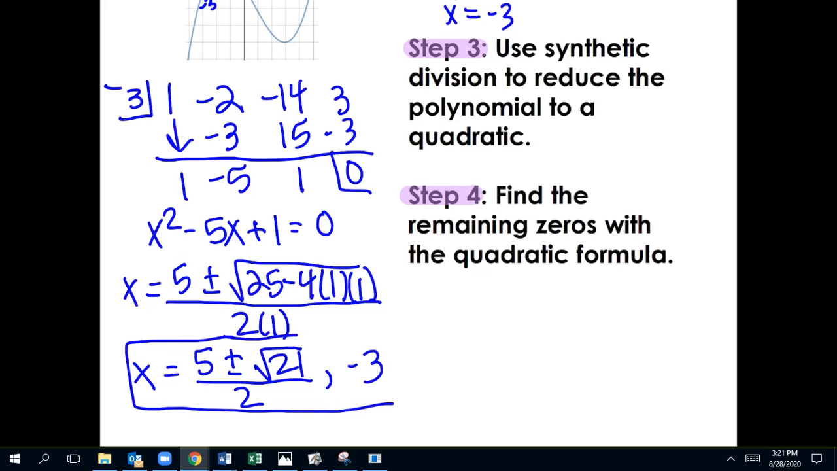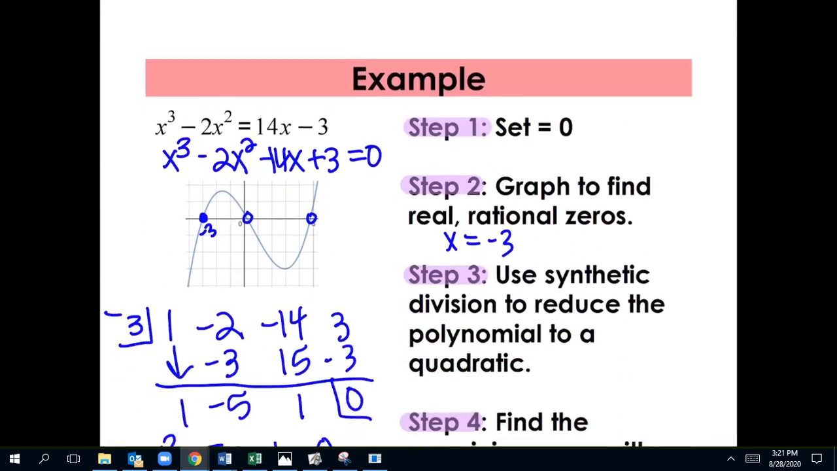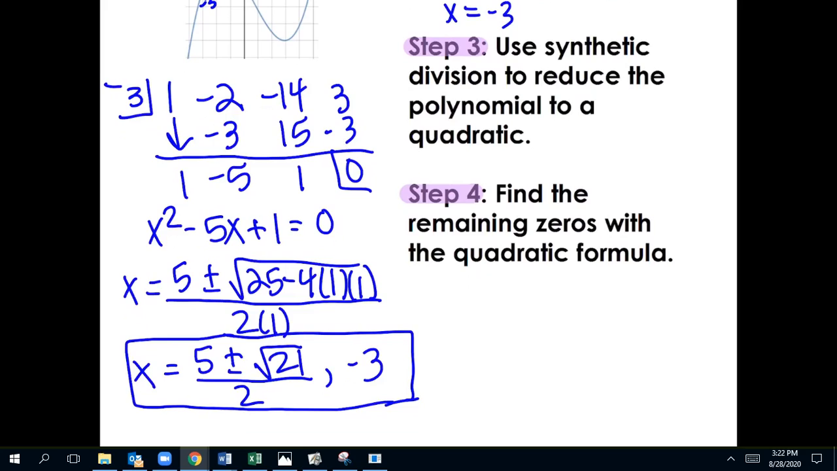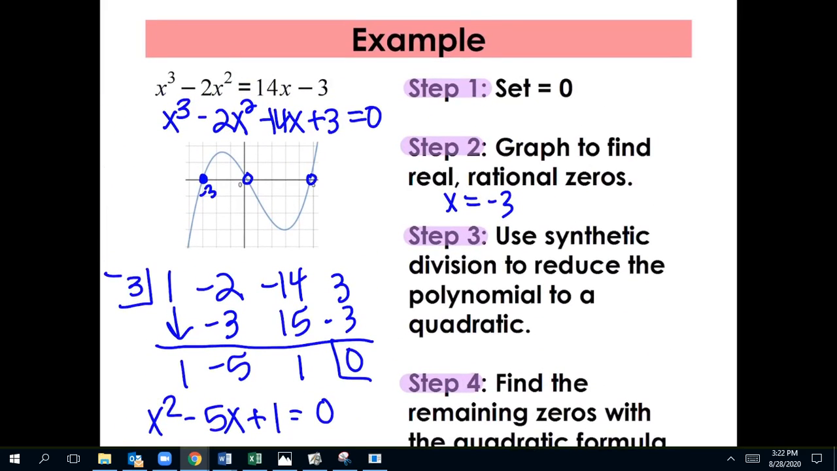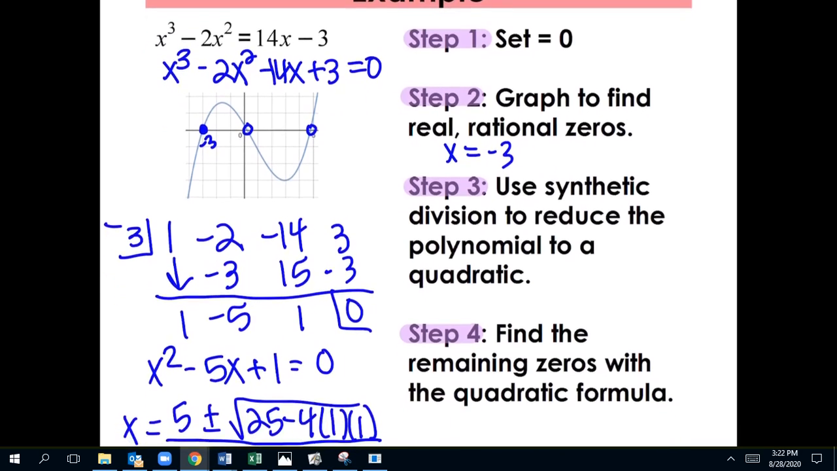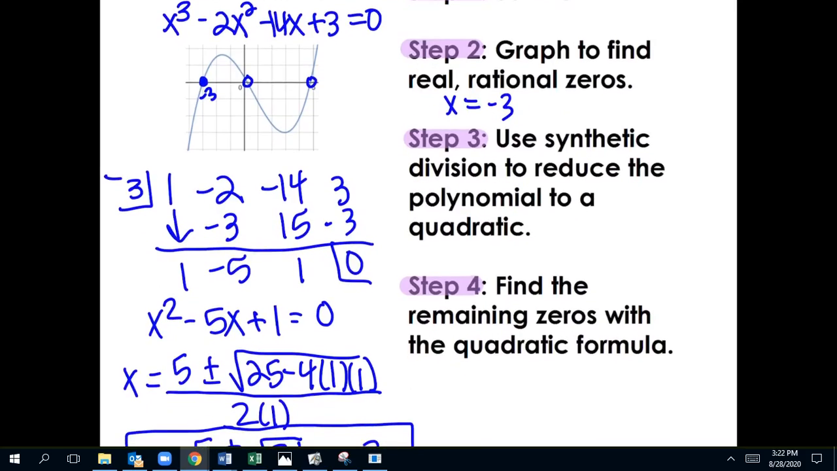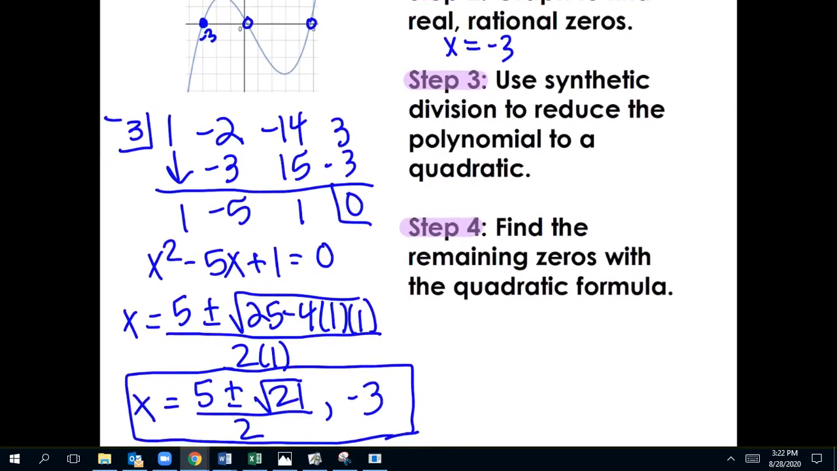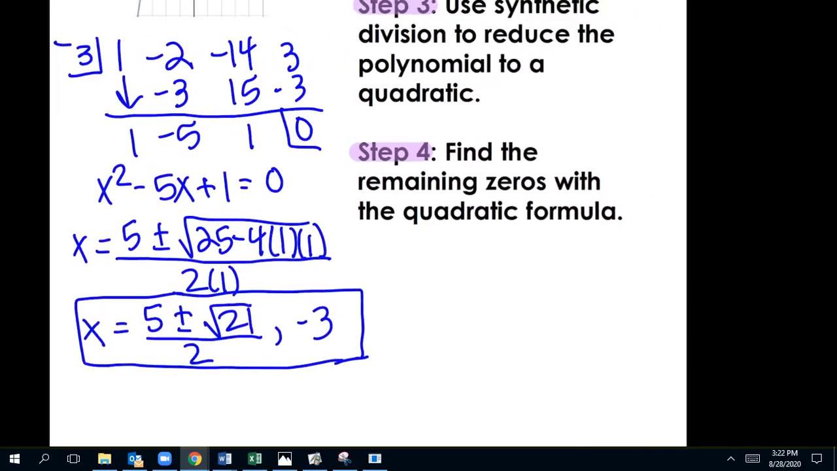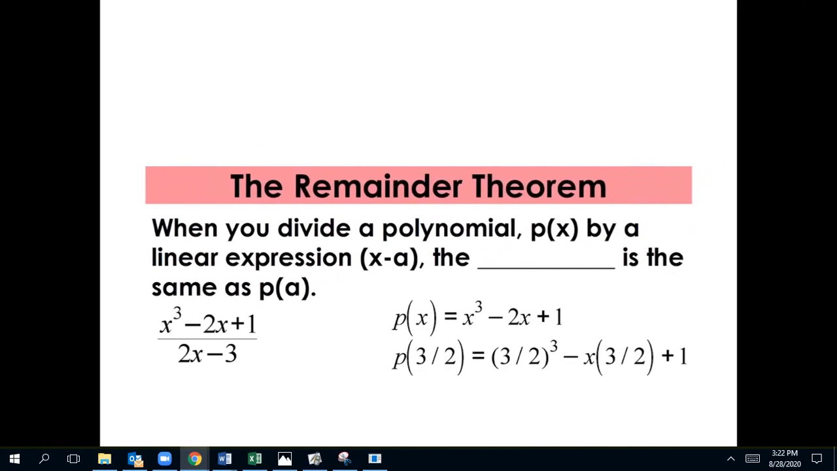So hopefully this example shows you how to do it from beginning to end. First of all, it needs to be equal to 0. Then you graph to find the zeros, use synthetic division to reduce it, and then you use the quadratic formula to find the remaining zeros. And we just have one more thing to cover. That's the remainder theorem. It's really quick.